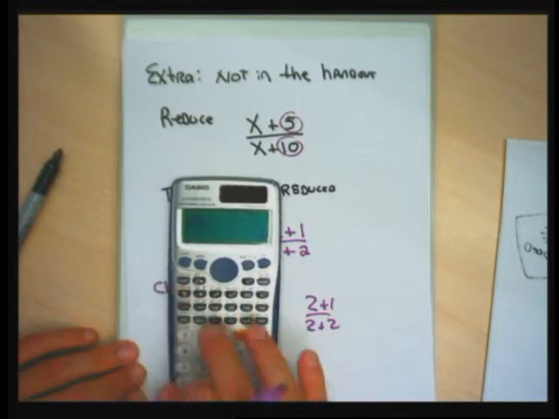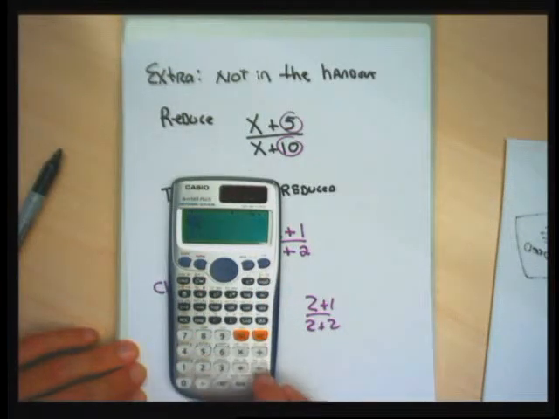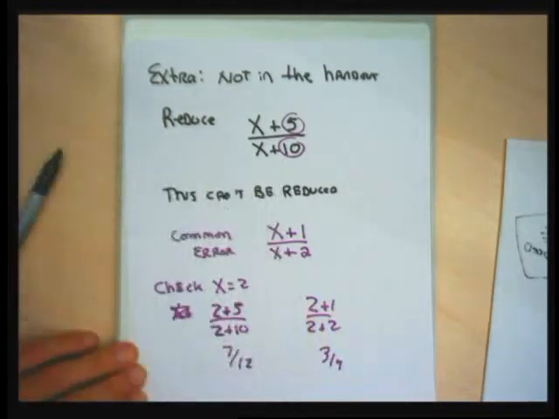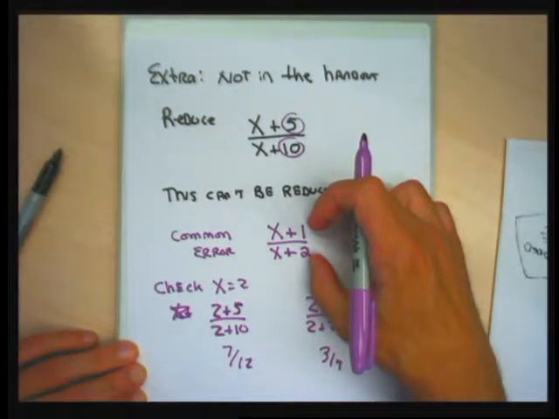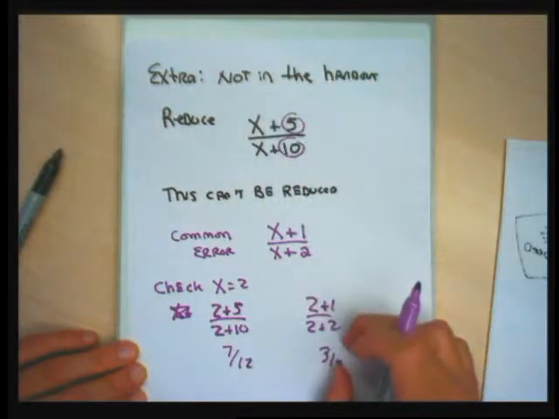And if I do this, 2 plus 1 over 2 plus 2, it comes out to be 3/4. So the fraction x plus 5 over x plus 10 doesn't reduce to x plus 1 over x plus 2, because when I plug in 2 for x in the original problem, I don't get the same thing as plugging in 2 in my answer.